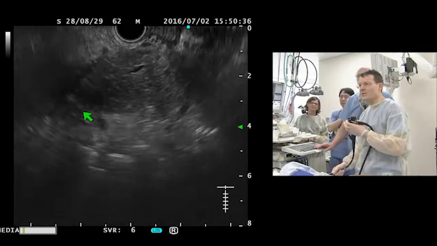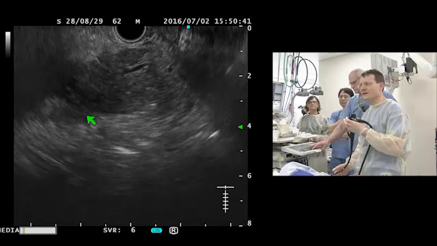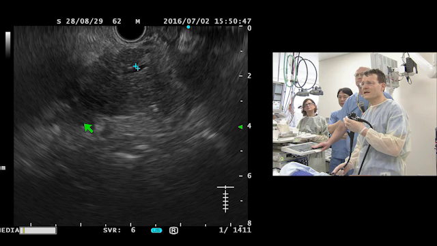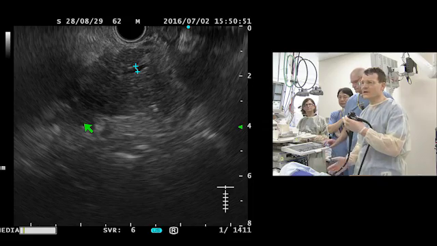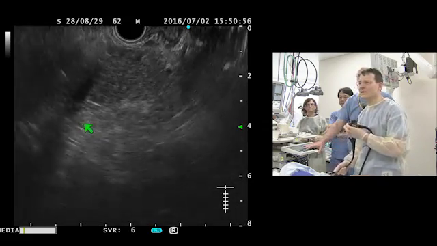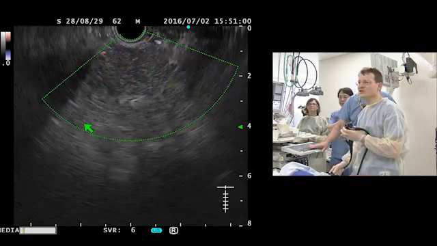Now I think what we do next is I measure the diameter of the pancreatic duct in the pancreatic head. We see here very nicely the duct. If we have any doubts, we can also use Doppler, but I think in this situation it's very obvious. So, 2.4 centimeters, so there's no dilatation.